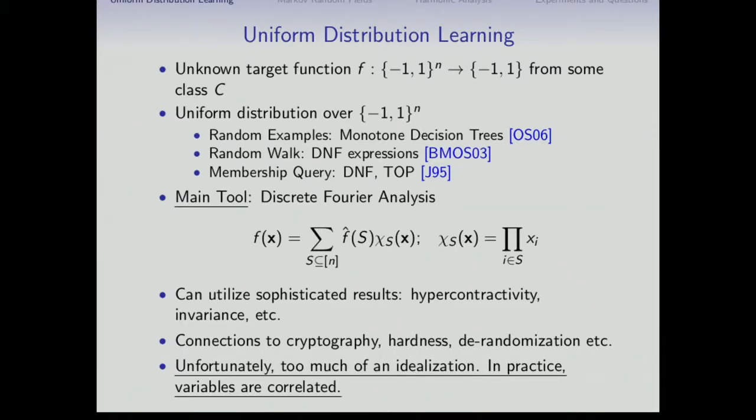Right, so there's all this nice theory, but unfortunately, the uniform distribution on the Boolean cube is not a model that is very relevant in practice. And so the question is, do we have to throw out all of this wonderful theory, or at least can we hope to salvage some of it for learning under broader classes of distributions?